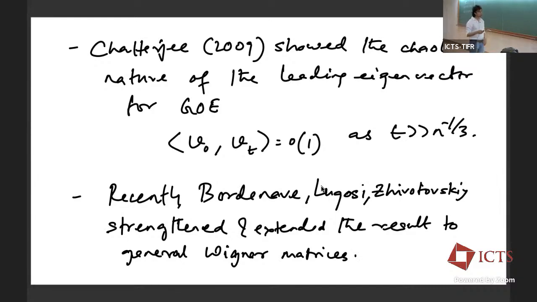And this result was recently strengthened by three authors, Charles Bordenave, Gábor Lugosi, and Nikita Zhivotovskiy, who extended this result beyond Gaussian matrices to general Wigner matrices. Okay. And the point is, these things are doable because you have a lot of tools from random matrices that you can exploit.